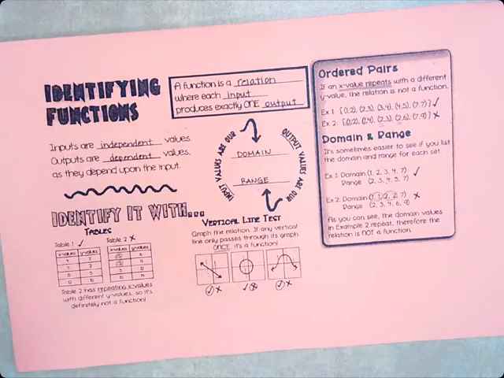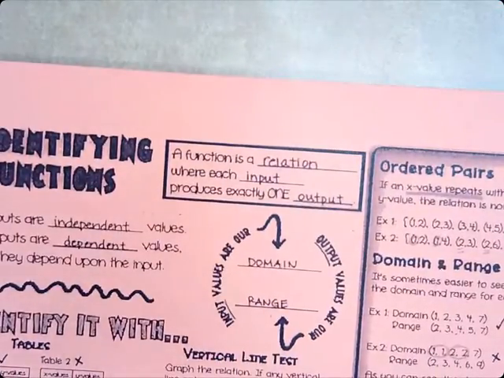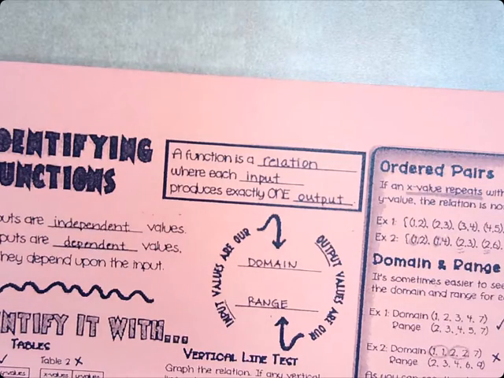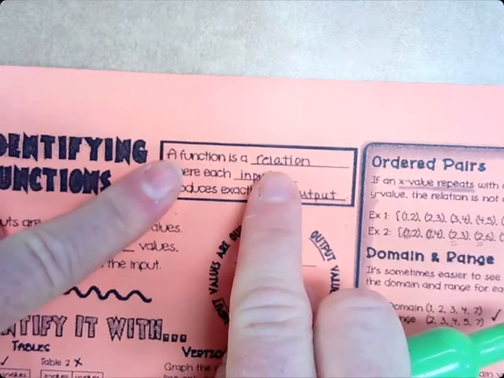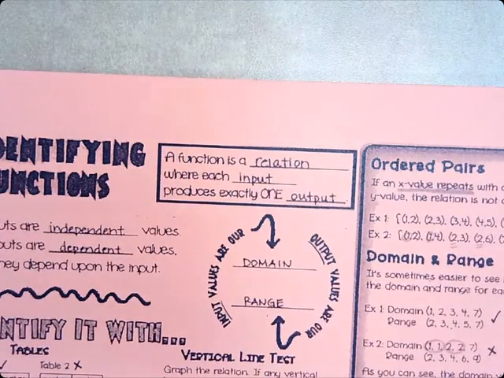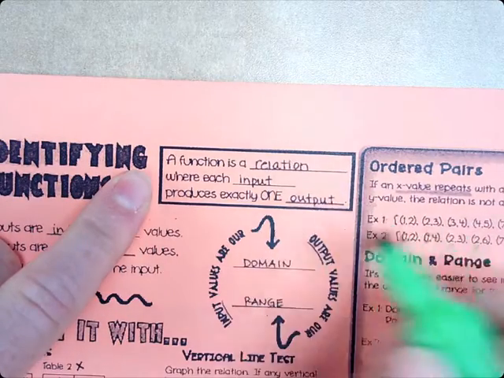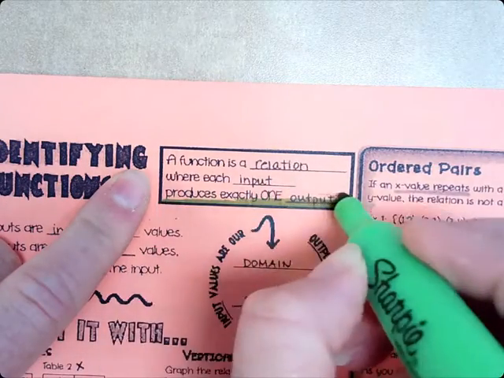We are going to talk about functions now. This is a review of something you learned last year. A function is a relation where each input produces one output. Yesterday we talked about relationships and relations, dealing with a table, a graph, a mapping, and sets of ordered pairs. Well, this says that each input has exactly one output.